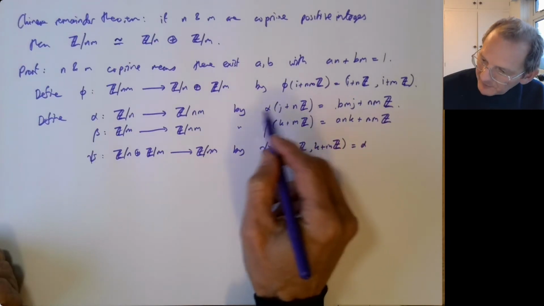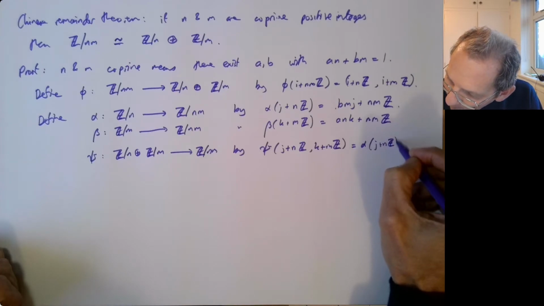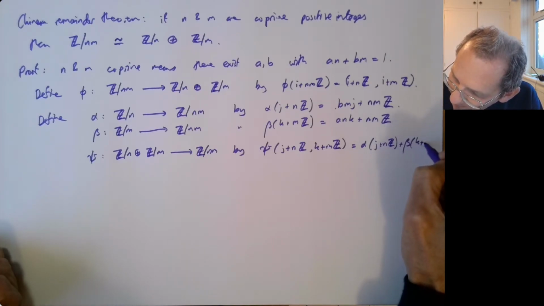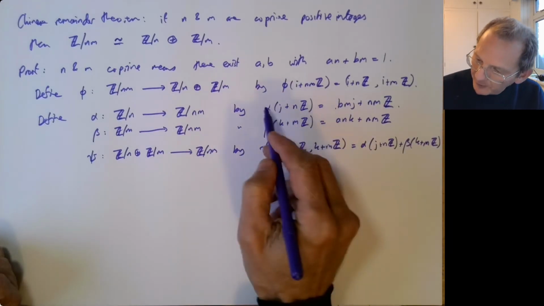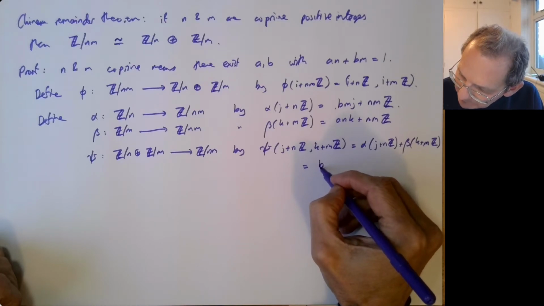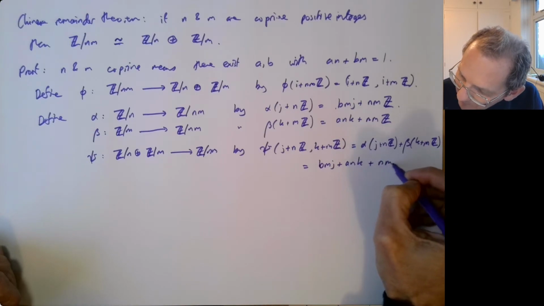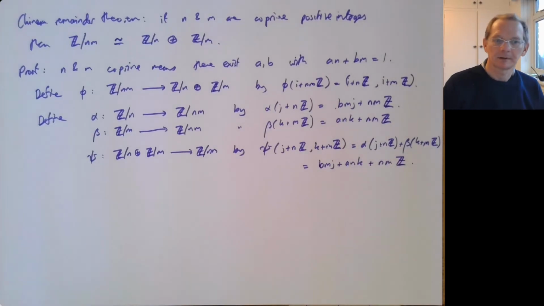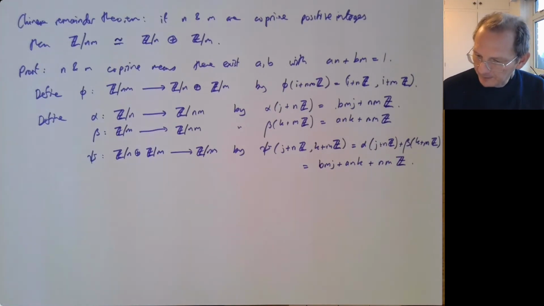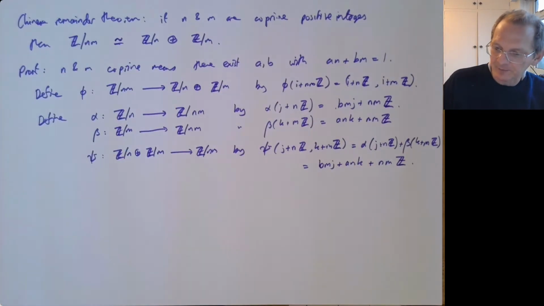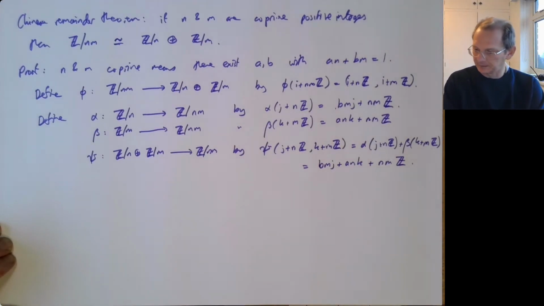So then I just combine these two things in an obvious way. So alpha of j plus nz plus beta of k plus mz. Okay, so going back to the definition here, that's bmj plus ank plus nmz. So now we've got well-defined homomorphisms in both directions. And we need to claim that their composites both ways around are the identity.